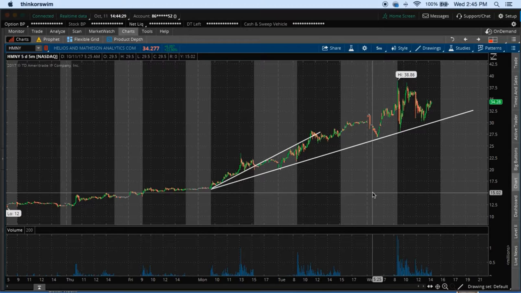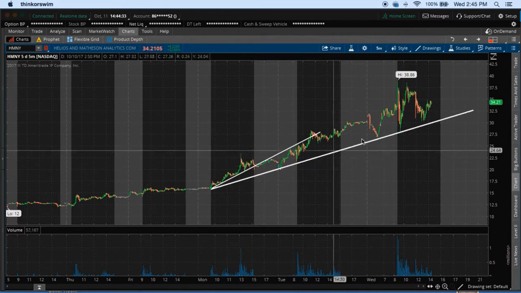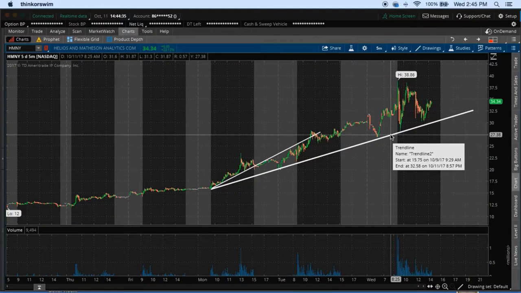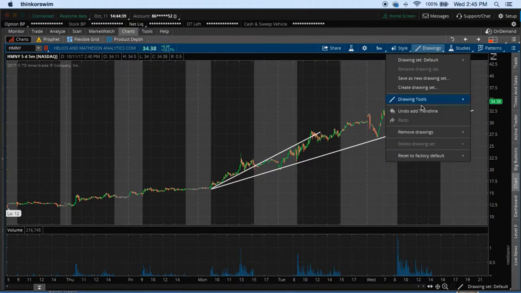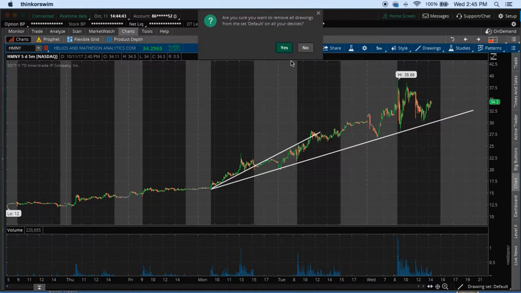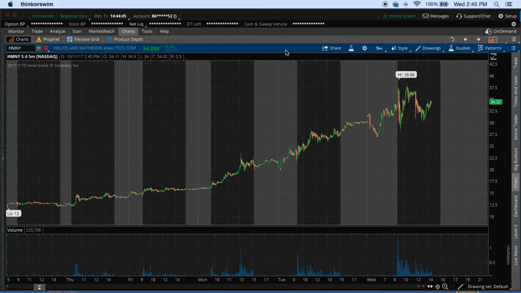Now, there's another thing we can look at. Just because we're drawing trend lines for support doesn't mean we can't draw them for resistance as well. So let me delete this. And we're going to cover this portion of it, which is trend lines can go up for support and they can go up for resistance.